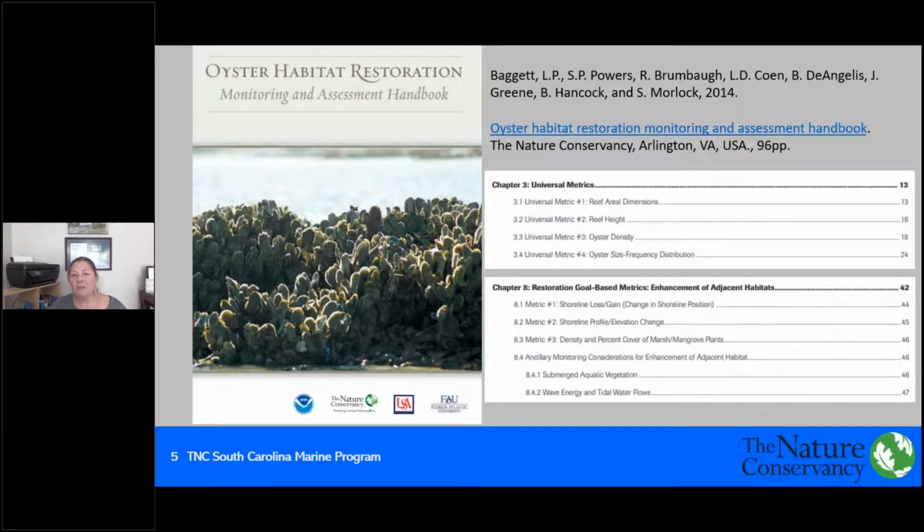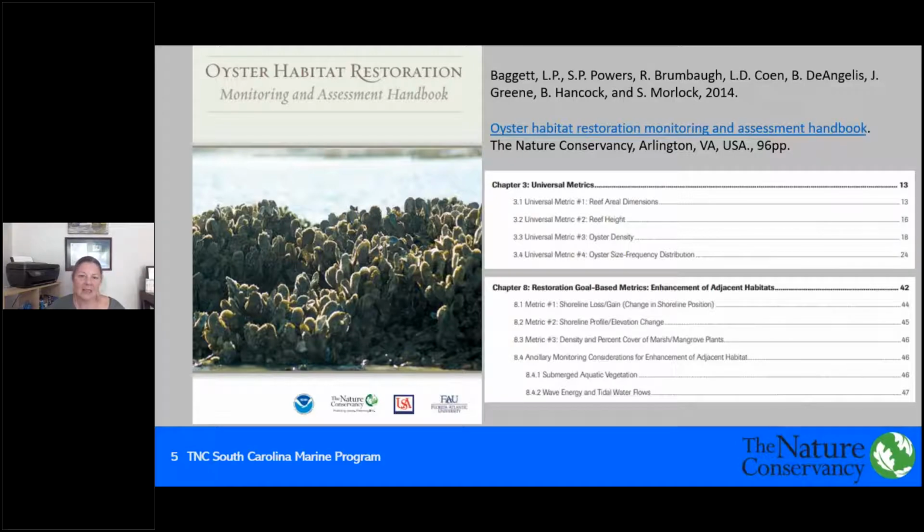And our monitoring efforts range depending on funding and partnerships and contractor opportunities. But at its very core, there are some universal metrics we try to always include. Since our projects to date are oyster reef-based efforts, we have been utilizing this monitoring and assessment handbook's principles. The universal metrics contained in Chapter 3 are metrics that should and can easily be monitored for all oyster reef-based projects. For our living shoreline work, we also use the Chapter 8 enhancement of adjacent habitat metrics.